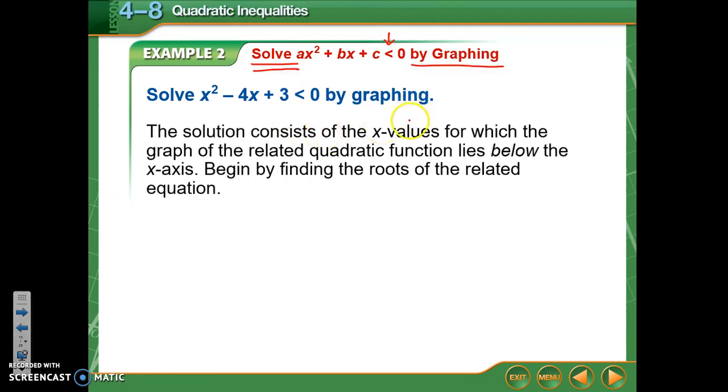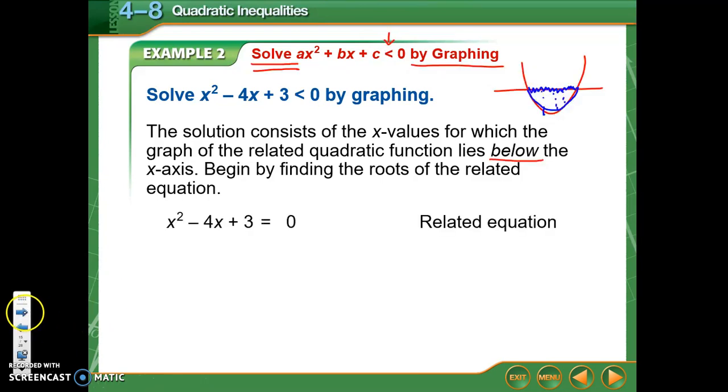And that will be the x values where our parabola is below the x-axis, because less than 0 would be below the x-axis, right? So, for example, if I just kind of draw this in general, if this is my parabola, this part of my parabola right here is all of my negative y values. So I'd be asking myself, what are these x values here that correspond to negative y values, right? So our related equation would be x squared minus 4x plus 3 equals 0. We're going to graph that first.